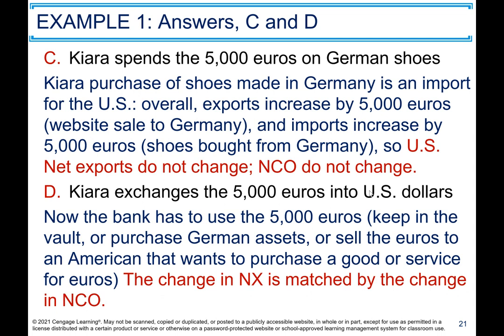Now, the bank has to use the 5,000 euros: keep them in the vault, or purchase German assets, or sell the euros to an American that wants to purchase a good or a service for euros. The change in net exports is matched by the change in NCO.